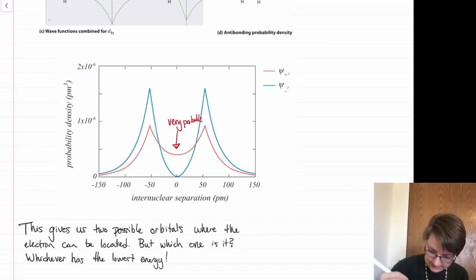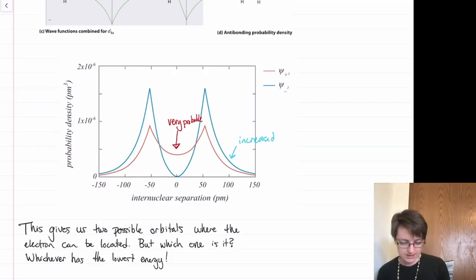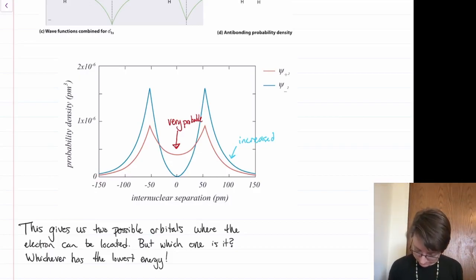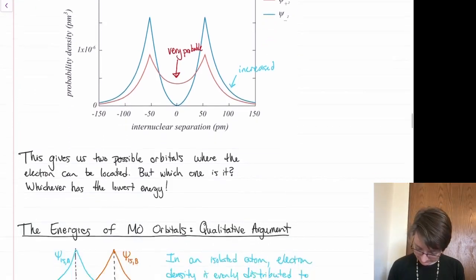and our psi negative wave function shows an increased probability of seeing the electrons either very close to one of the two nuclei or outside on the periphery of the molecule. And so now we have two possible orbitals where an electron could be located. And if we want to think about where the electron is actually going to be located, we're going to have to determine what the relative energies are for these two different orbitals.